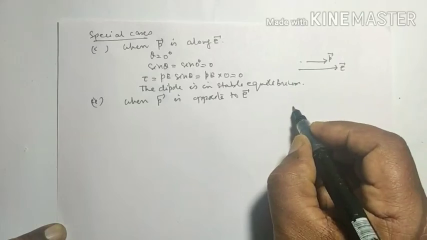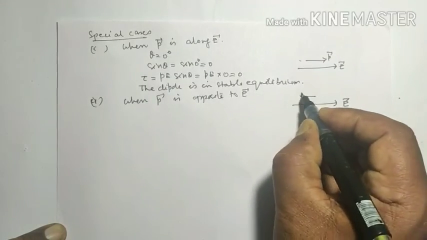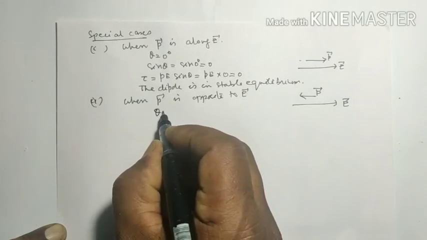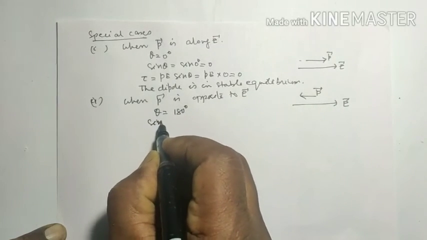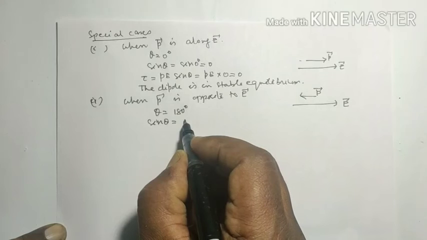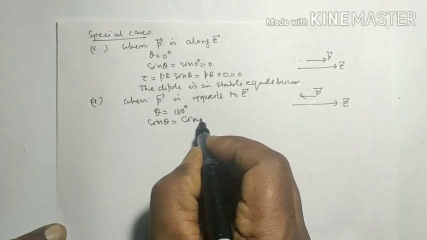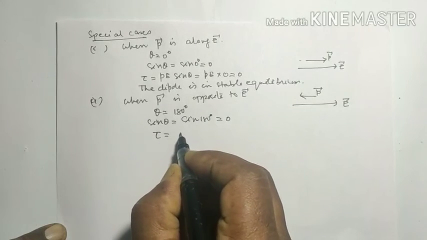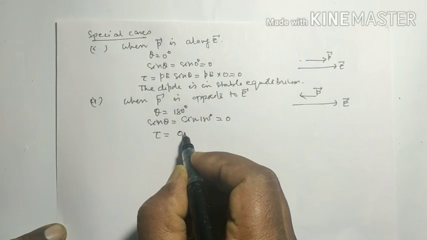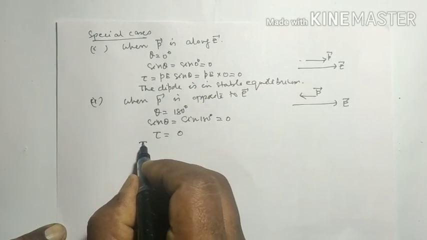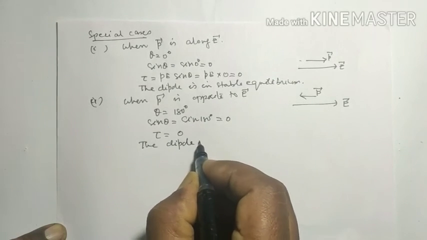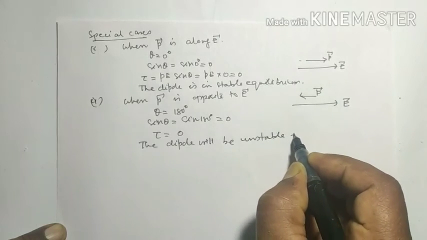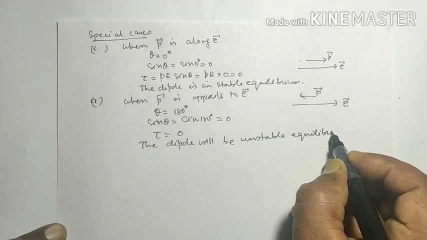Opposite to E means this is your E vector and p vector is opposite to E vector. Theta equal to 180 degree. So sin theta, sin 180 degree, is also 0, and tau equal to 0. Now the dipole will be in unstable equilibrium.